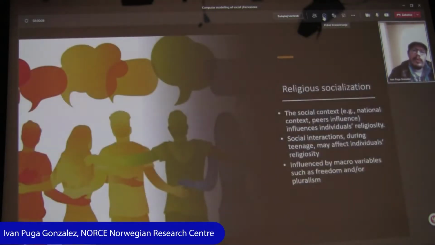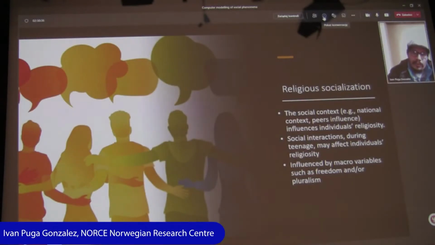Then we come to religious socialization. Here, the emphasis is put on the social context within which individuals develop, right? This social context may be at the macro level, for instance the national context, or at the micro level: who are you hanging out with, with whom you exchange opinions, with whom you are interacting. The idea is that this social context is going to influence your religiosity, right? So the social interactions that you have mainly during your teenage years may affect your religiosity.